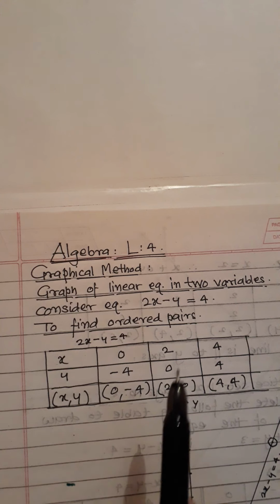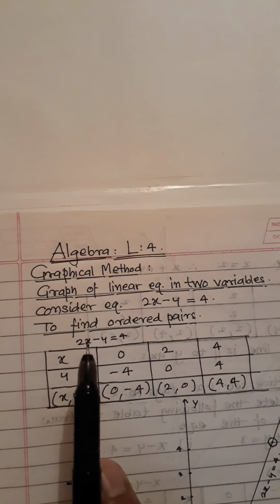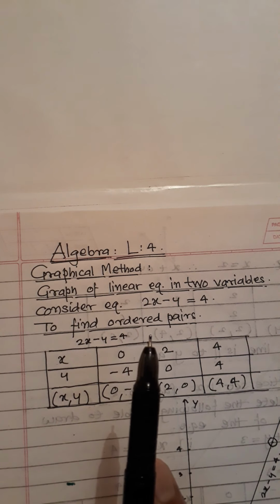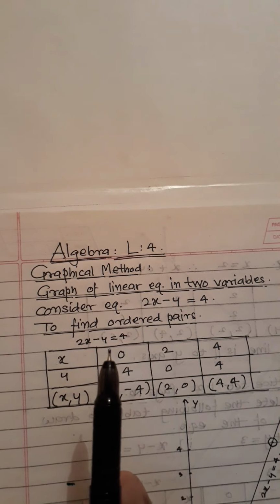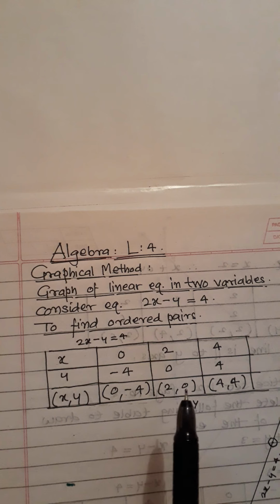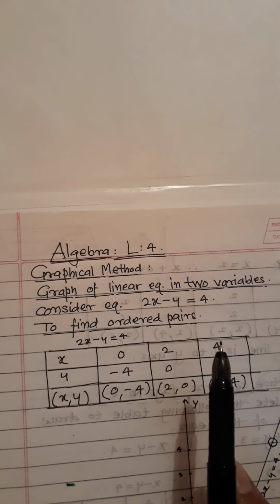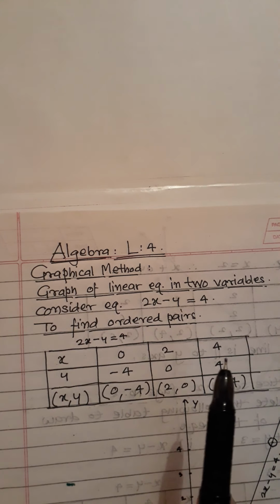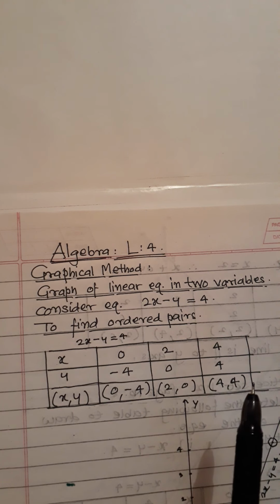Okay. Then you substitute x is equal to 2. 2 into 2, 4. 4 you transfer on this side. So 4 minus 4 is equal to 0, minus y is equal to 0, and therefore y is equal to 0, and therefore your second ordered pair is (2, 0). Find the third ordered pair. Substitute x is equal to 4 here. 4 into 2, 8. 8 you transfer on this side. So minus y is equal to 4 minus 8, that is minus 4, and therefore y is equal to plus 4, and your ordered pair is (4, 4).